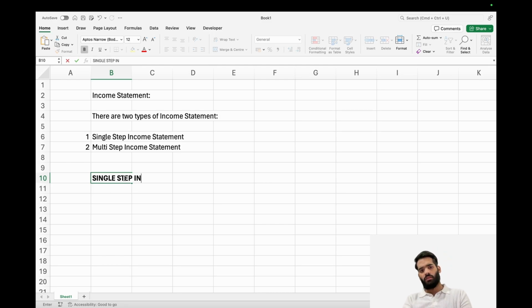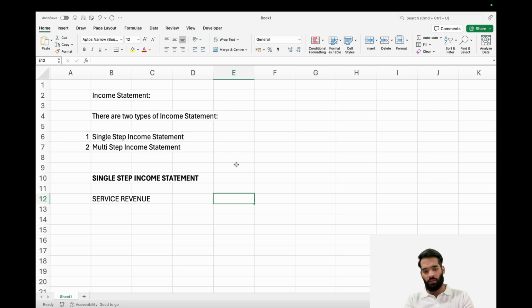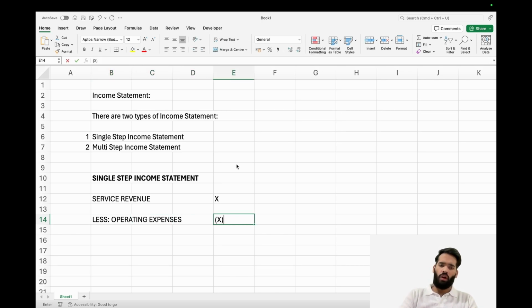Okay, there you go. So single step income statement, like we said, is for a service business, a business that, let's say, has a business of providing accounting services, hotel services, cleaning services, whatever it might be. So the format goes something like this. First we mention the service revenue that we generated from the business, and then we subtract all of the operating expenses. Now, what do we mean by operating expenses? I'll get to that in a moment. First, I'll lay down the format for you.